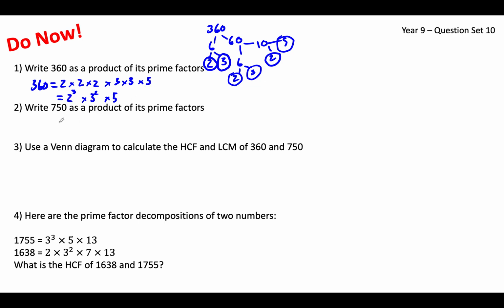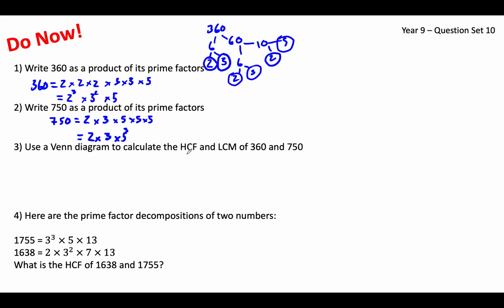All right, 750 as a product of its prime factors, you do the same thing again. When you do that with 750, you get... I'm not going to do the whole tree for this one. I'm just going to tell you what the prime factors are. And then you can just check your answer. So 2 times 3 times 5 times 5 times 5, which when you neaten it up, you get 2 times 3 times 5 to the power of 3. So 5 cubed, okay?